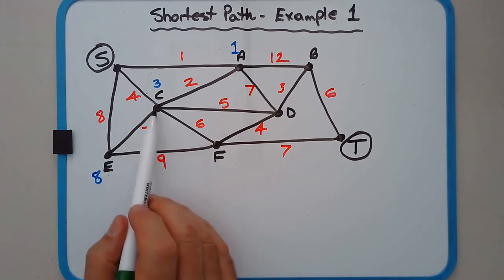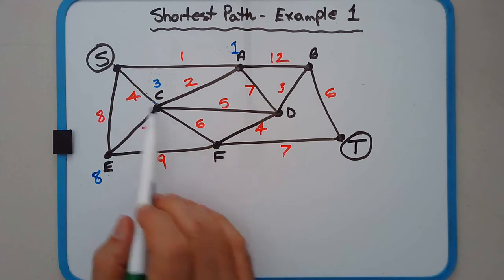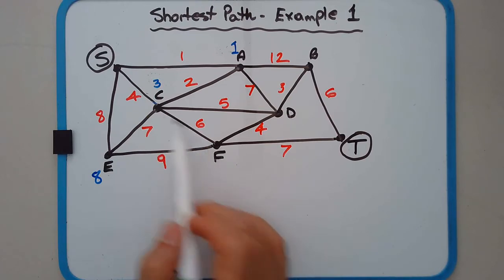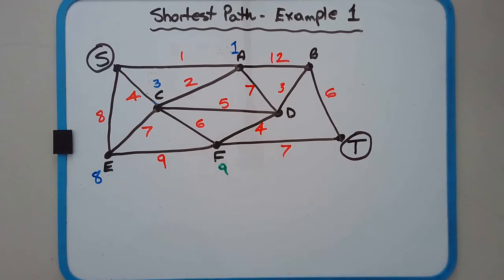We can go from C to F. Okay, so that's 3 plus 6, which is 9. So in fact, they're the only 2 ways to get to F. So that path there and this path there. Okay, 3 plus 6, 9. That's certainly the least of the 2 options.